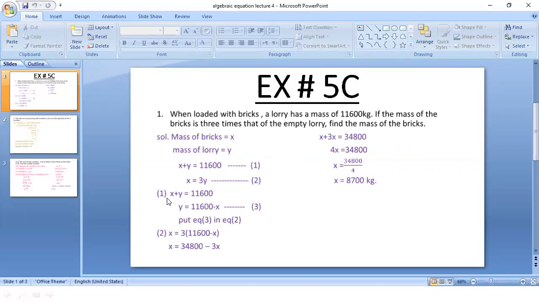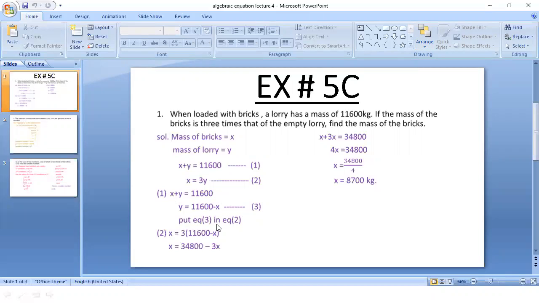And then what I have done, I took the first equation, x plus y is equal to 11600, and I have shifted this x to the right hand side of the equals to. And you know that when we take a plus term to the other side of the equals to, its sign changes, so plus x becomes minus x. Now I have the value of y in form of x.